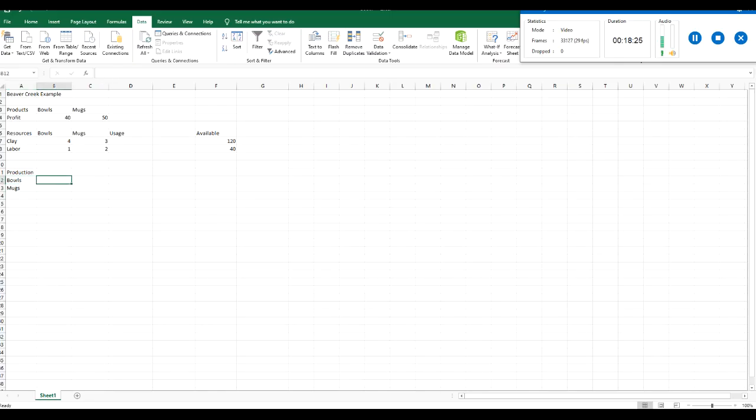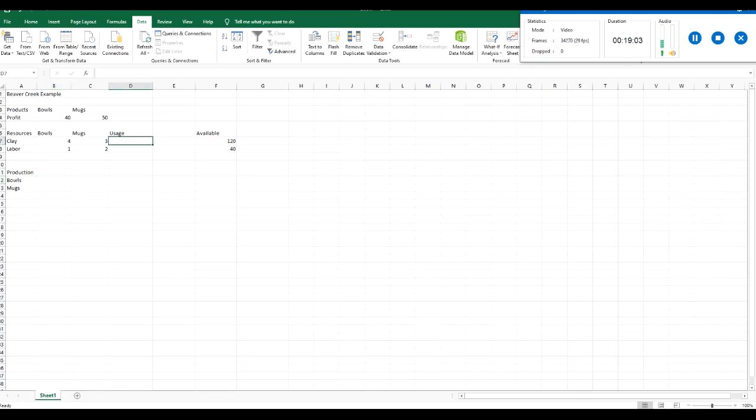So to find our usage, we need to multiply the number of bowls times the clay per bowl plus the number of mugs times the clay per mug. This is a little bit confusing for now because these are currently empty. We haven't calculated it yet. This is what we're using the solver function for.